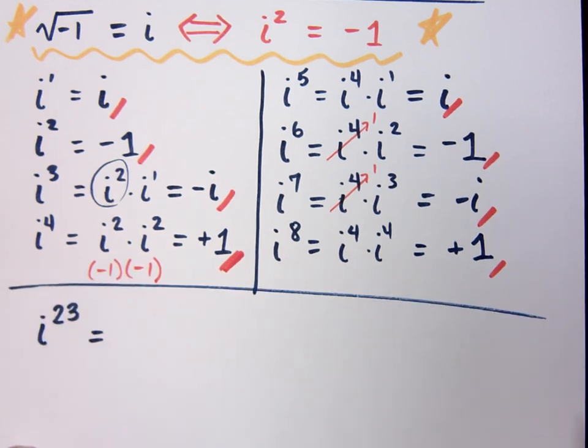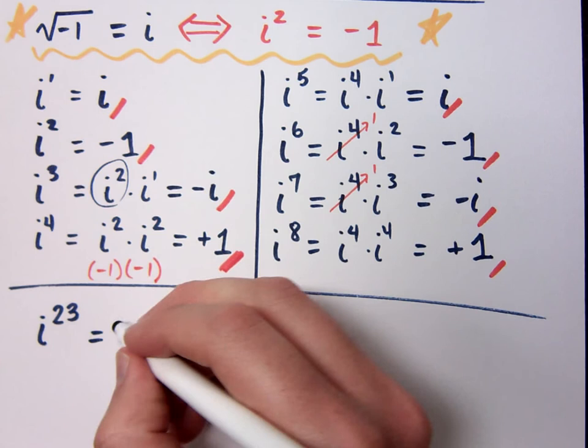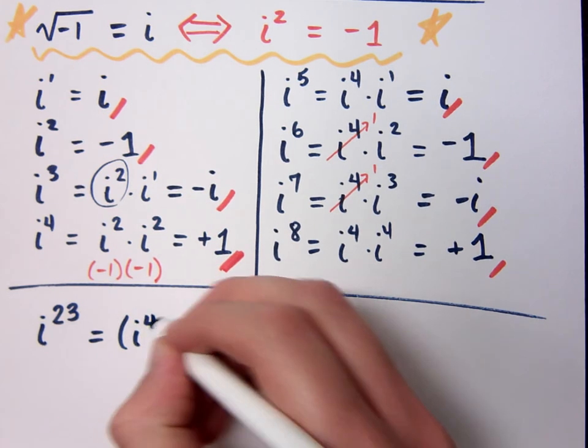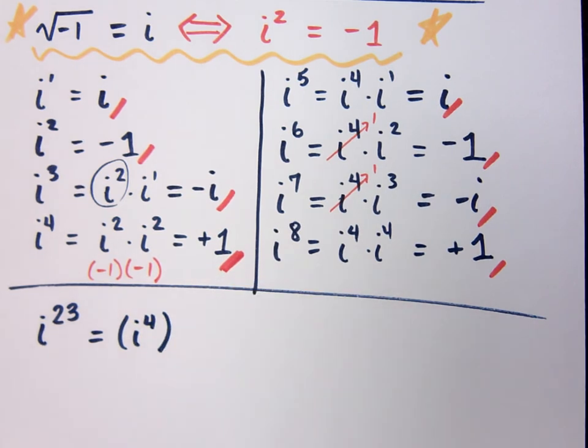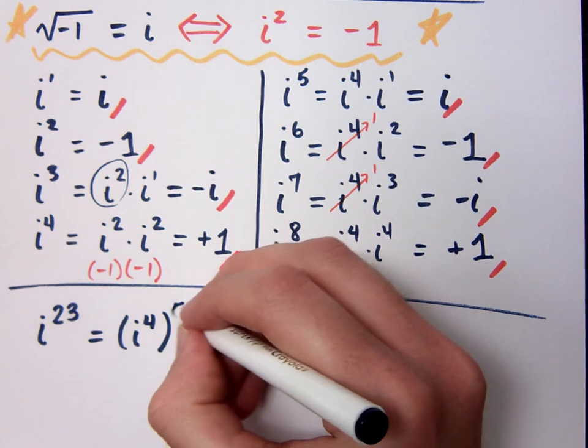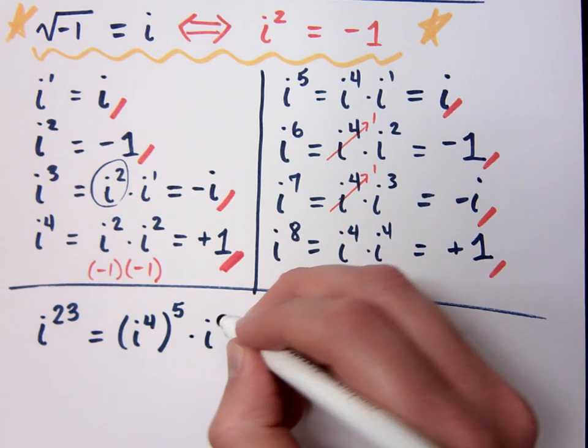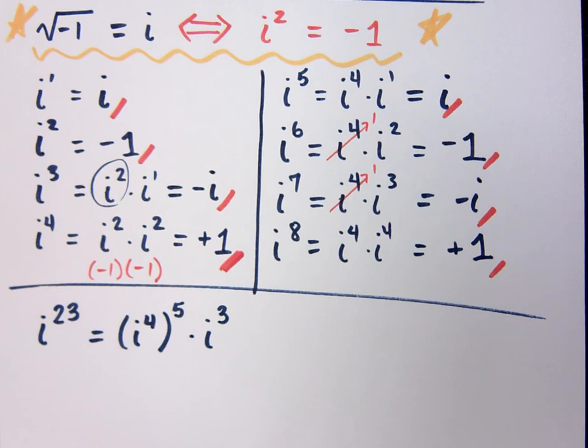If I have 23 factors of i, how many sets of 4 factors of i do I have? Yeah, 5. I would have 5 sets of those with how many i's left over? 3. Now, here's the reason I wrote it this way.